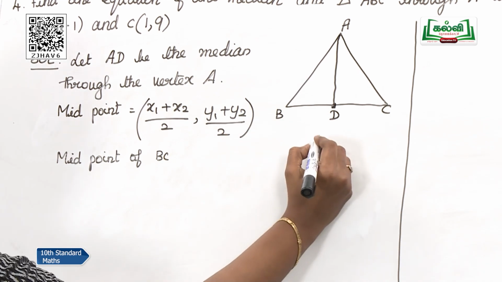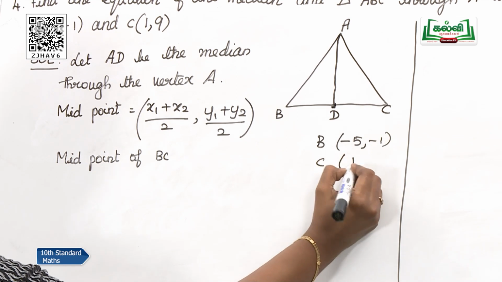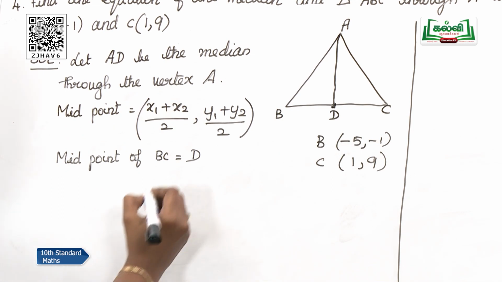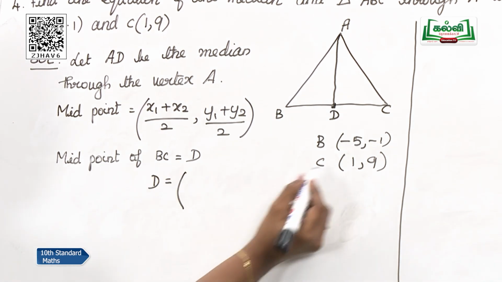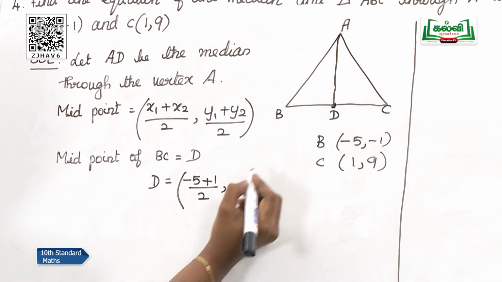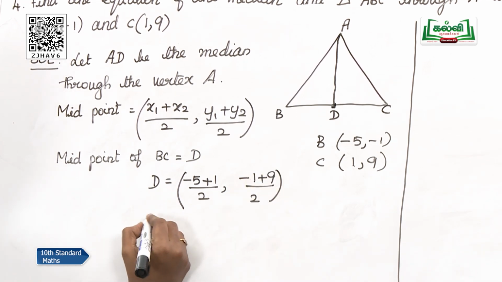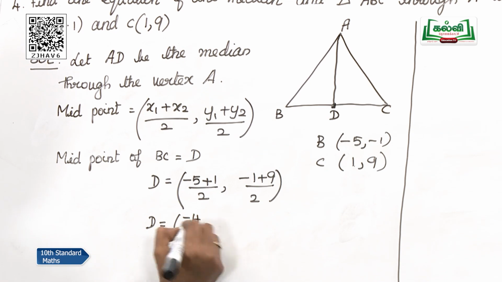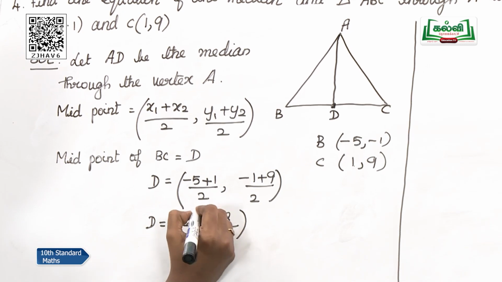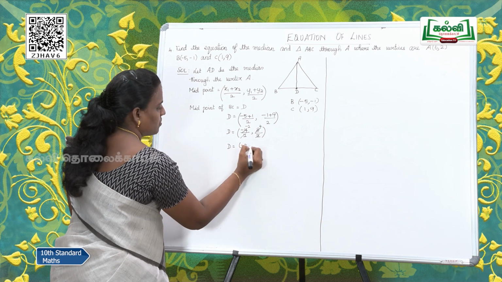So what is your B? B is (-5, -1) and C is (1, 9). So this midpoint I am going to take as the point D. So D is equal to (x1 + x2)/2, so I get (-5 + 1)/2, and the next one is (-1 + 9)/2. So what do I get? D is equal to (-4/2, 8/2). So when I cancel it off, I get -2 and here I get 4. So D is equal to (-2, 4).